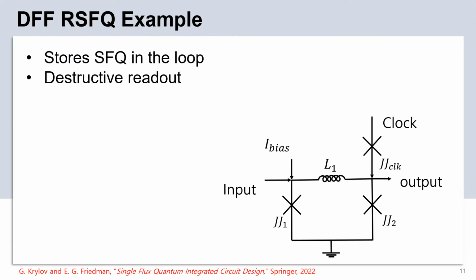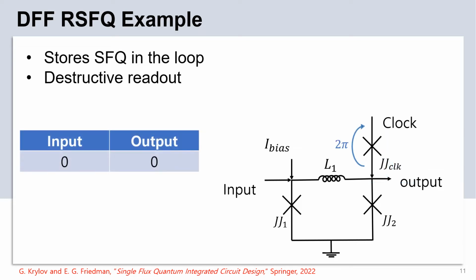This is a simple RCFQ example D flip-flop circuit. When receiving a clock SFQ pulse without a preceding input, the JJ clock will switch, meaning an output pulse will not be produced.